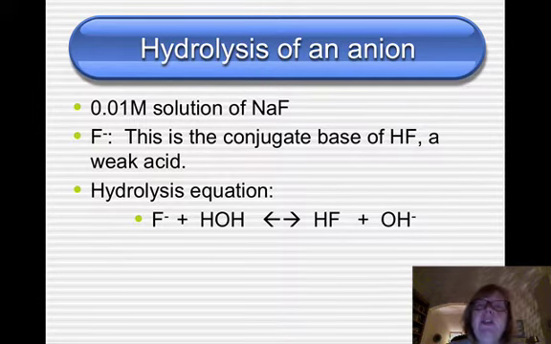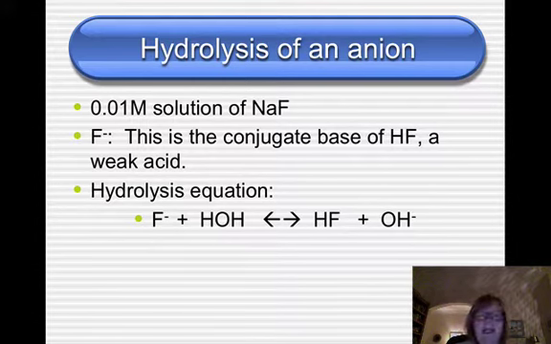So let's first of all write the hydrolysis equation. So we have the fluoride ion in water, so we're going to write it as HOH, and that is an equilibrium reaction, and it's going to form hydrofluoric acid because the fluoride ion is acting like a base, and it's going to take a proton from the water, leaving behind hydroxide in the water.